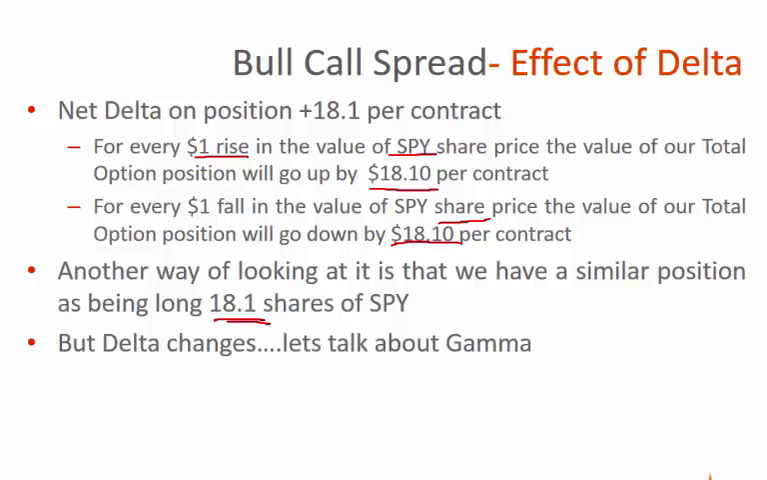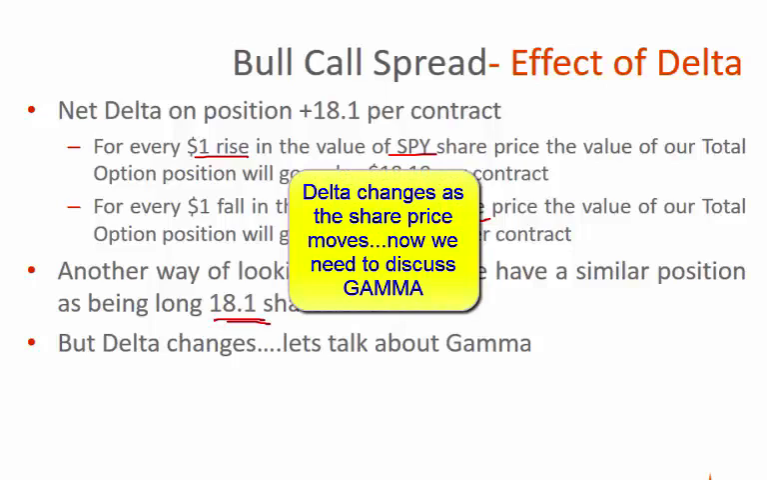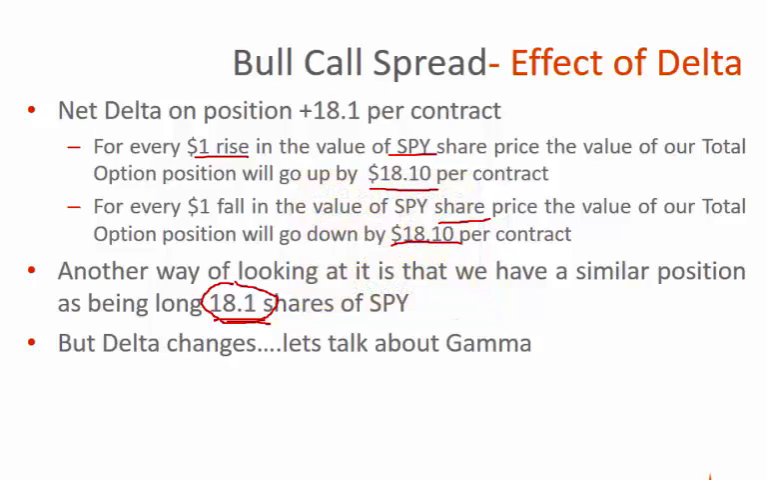Now the thing to note about delta is that delta changes as the share price moves. So this 18.1 delta will change as the share price moves up or down. So in order to start figuring out what our new deltas would be for a certain move in the share price, we've got to talk about gamma, and we'll do that in the following video.